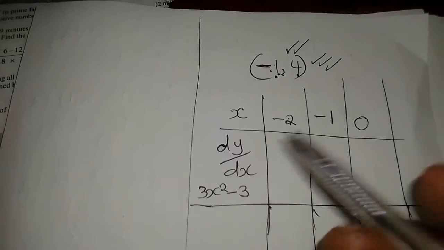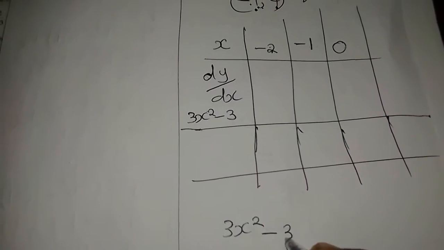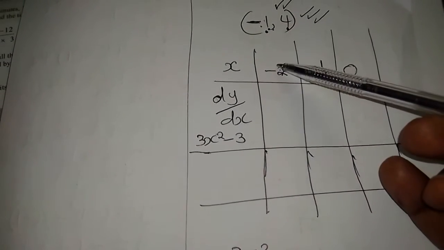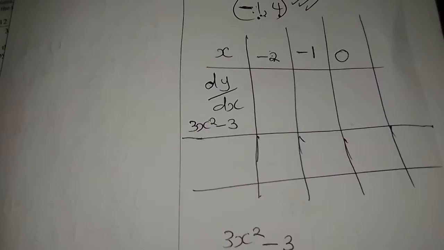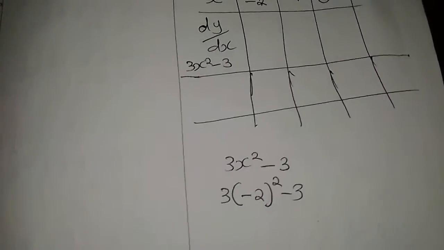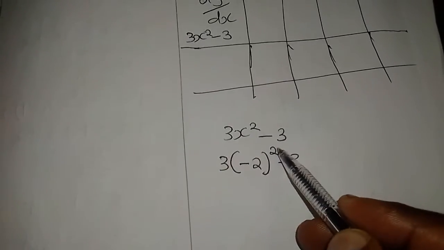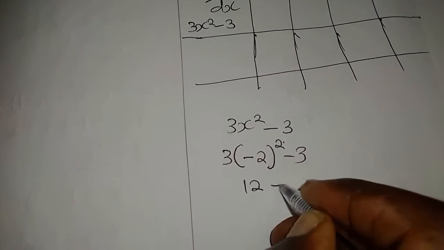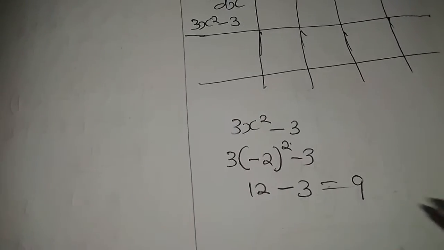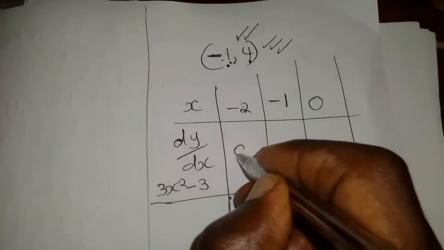Where there's x, I'll put -2 in the first case. So I'll say 3x squared minus 3. Then my value is -2 in the first case. So I'm going to say 3 into (-2) squared minus 3. Okay, so (-2) squared is 4. 4 times 3 is 12. So 12 minus 3. The answer is 9. Okay, so I'll come here and write 9.